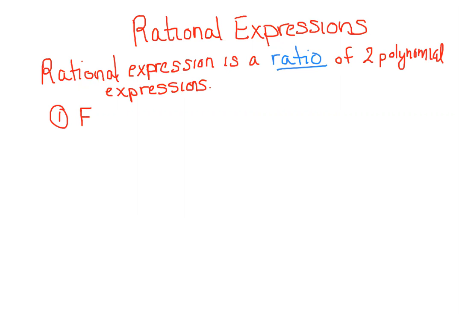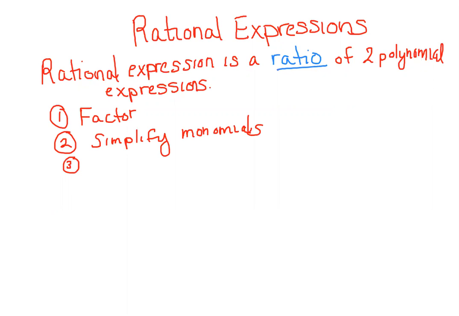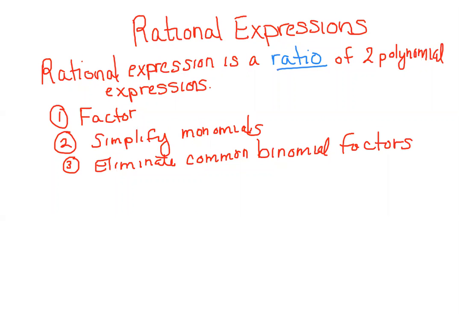We're going to factor everything. We're going to simplify the monomials, and we're going to eliminate the common binomial factors. So all of that will make sense once we do some. So let's do some of these examples.